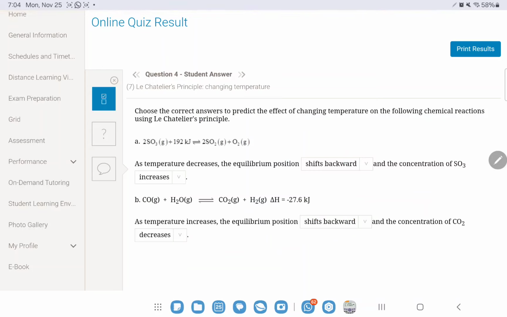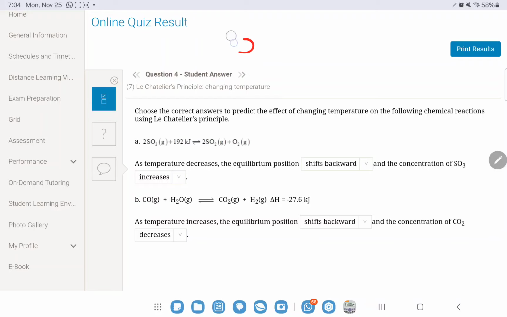Okay, changing temperature. When temperature is decreasing, if it's exo, it'll shift forward, and if it's endo, it'll shift backwards. So let's identify what this is. This is endo, so it's gonna shift backwards. And the concentration of SO3, since it's shifting towards it, will increase.